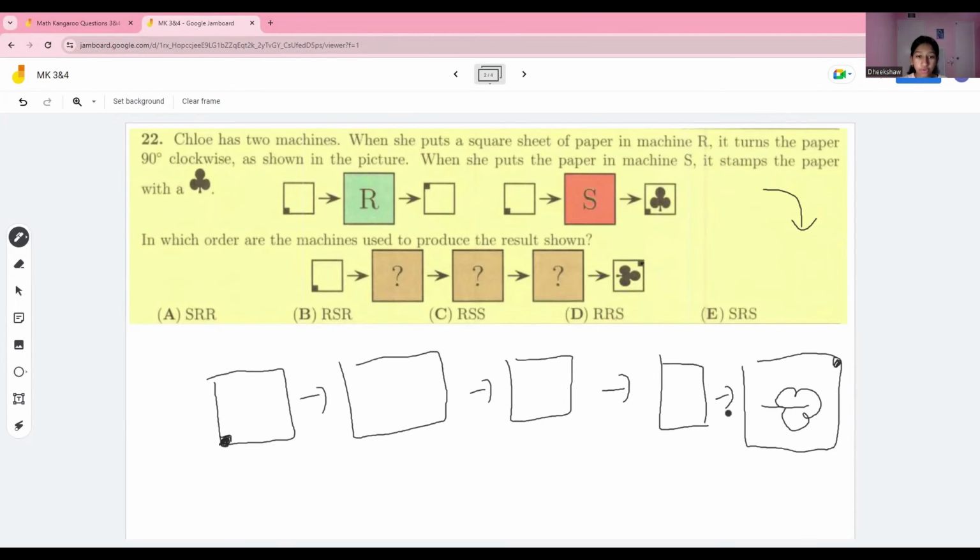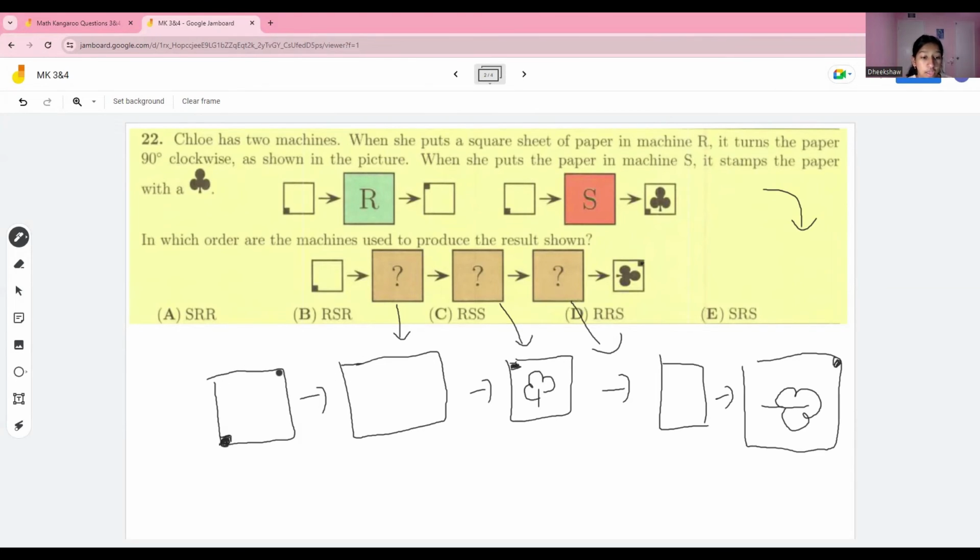Okay. So now we need to find what happens here, and what happens here. Let's try to visually think about this, guys. So we want to assume that the clover was stamped over here like this. And the thingy was over here.